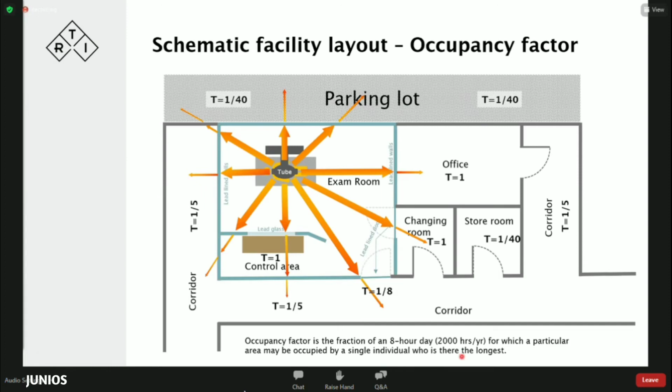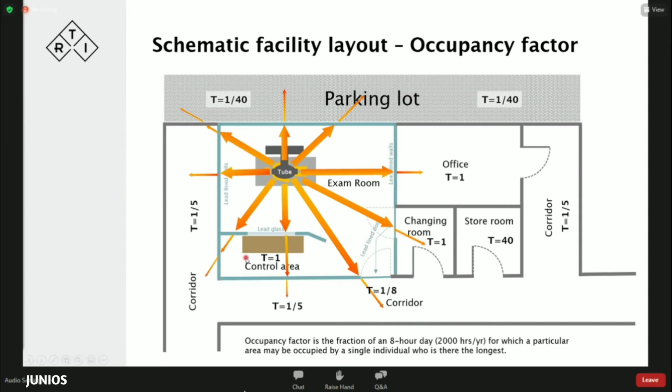As you can notice here, of course, for the control area, the occupancy factor T is equal to 1. Similar, for example, for a changing area and for the office, where it's usually always occupied. And then for the rest, for example, the corridor, the occupancy factor falls to just 1/5 of an 8-hour day. Lower, for example, for the parking lot, which is 1/40th of that 8-hour day occupancy.